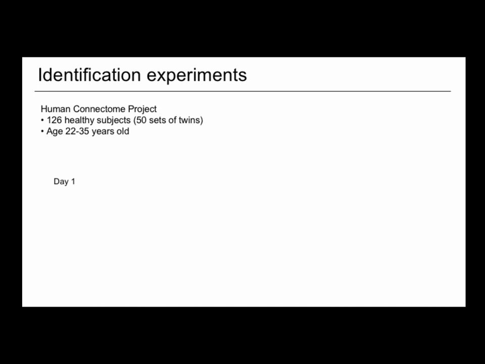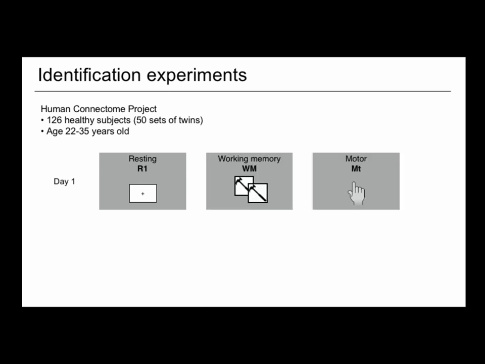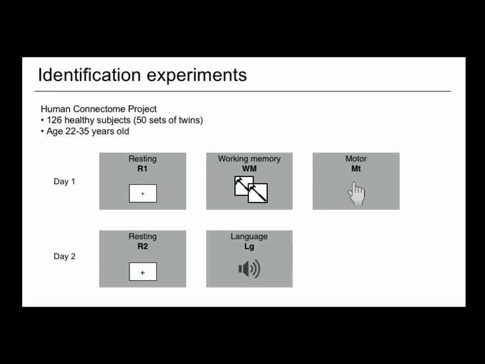And in the HCP paradigm, each subject came on 2 different days. They would come on the first day, do a resting state scan, and also a working memory and a motor task scan. Then they would come back on a second day of scanning and do a second resting state scan as well as some additional cognitive tasks.